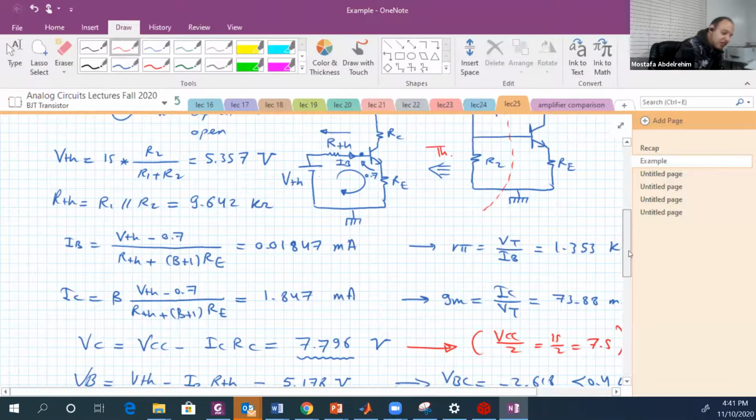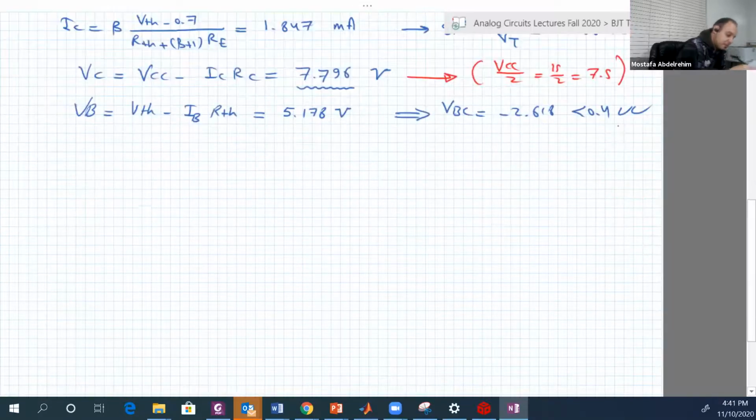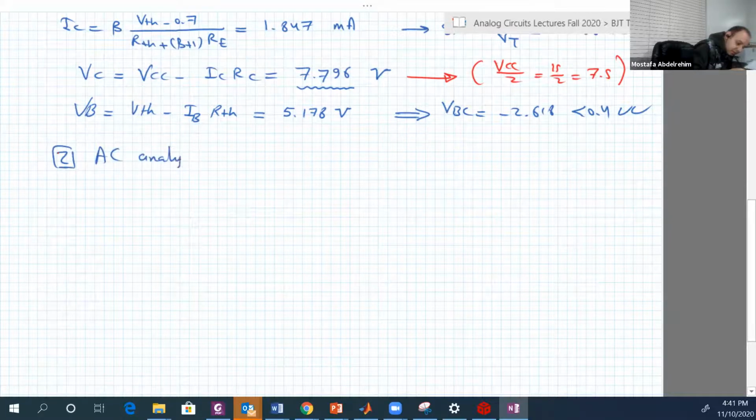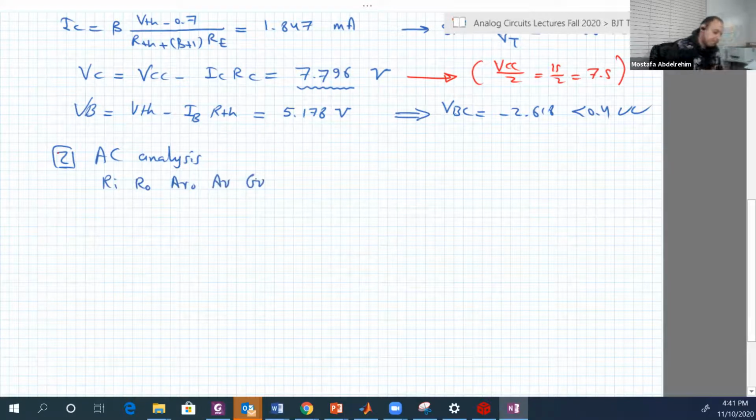So in the AC analysis, number 2, go back to blue. The AC analysis. What are we going to do in the AC analysis? From the AC analysis, we should find RI, RO, EV node, EV, GV. Okay, what should we do to do that?